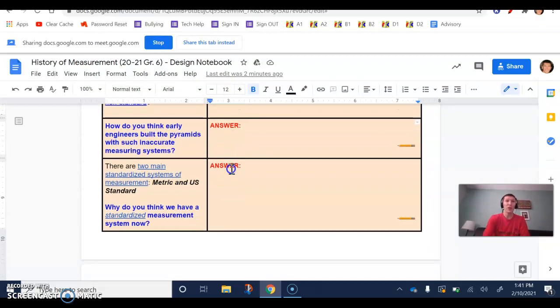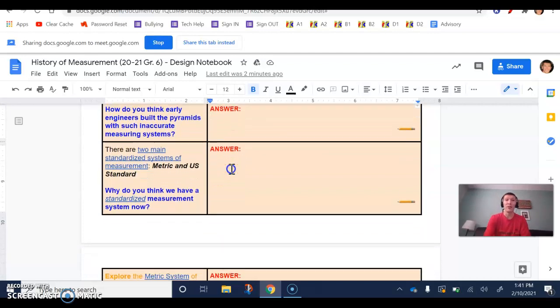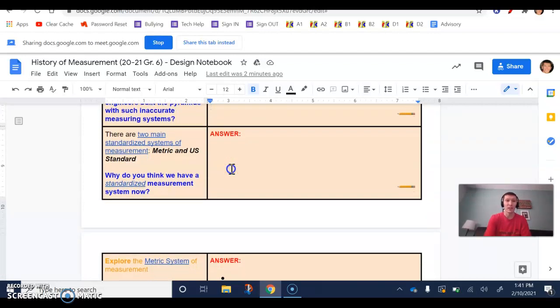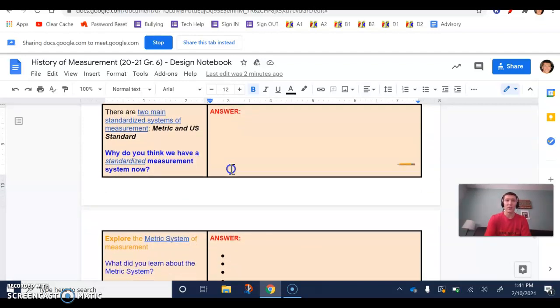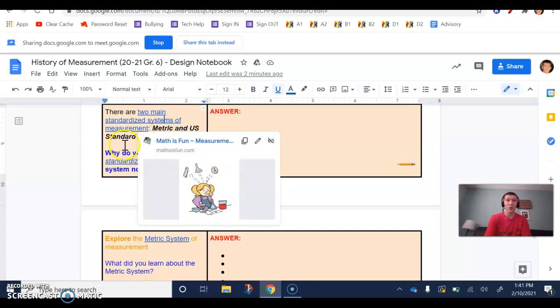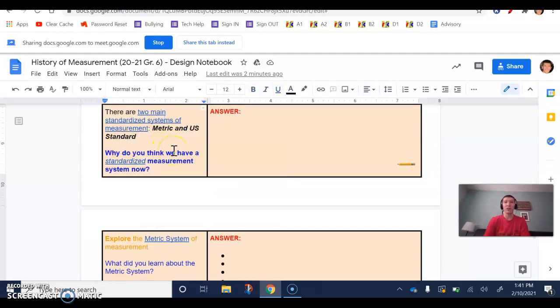The next question, there are two main standardized systems of measurement, the metric and the US standard. And so if you're not sure what each of those are, you can click on the link and that'll go through different ways of metric measurements and US measurements. And then you can answer your question on the side here.